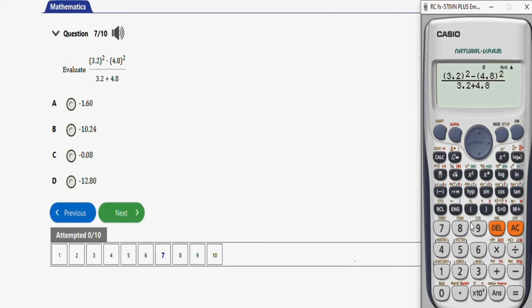Let's press equal to see the output. Let's put it in decimal. So it has to be option A, guys. So minus 1.6, which is option A. It's as simple as this. So let's solve the next question, question 8.